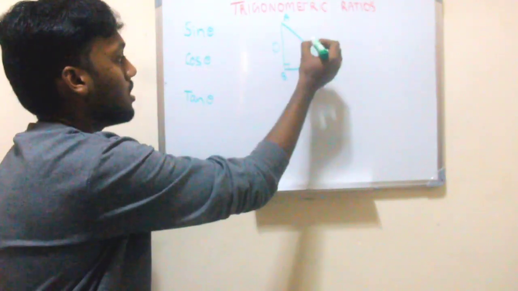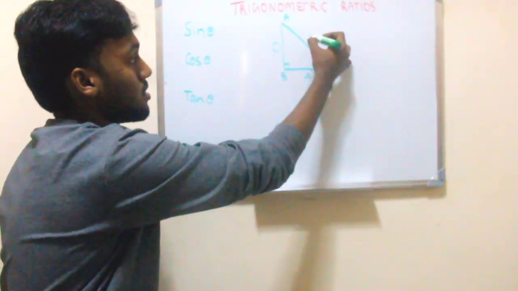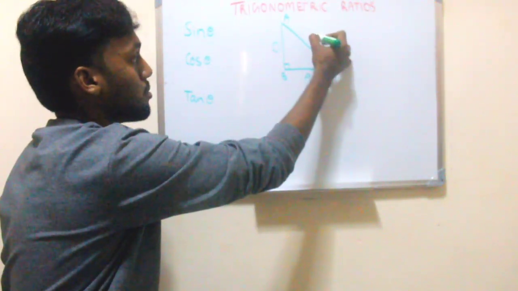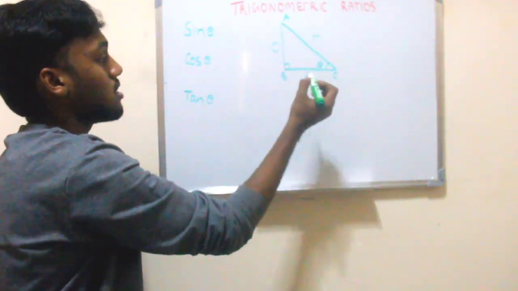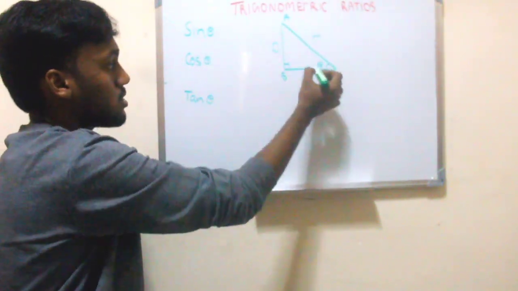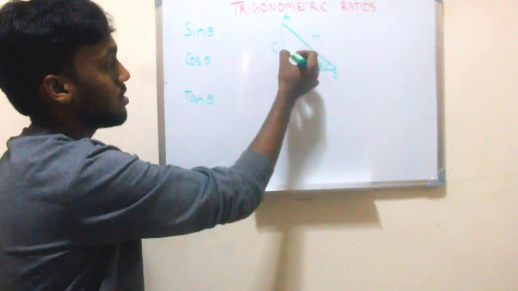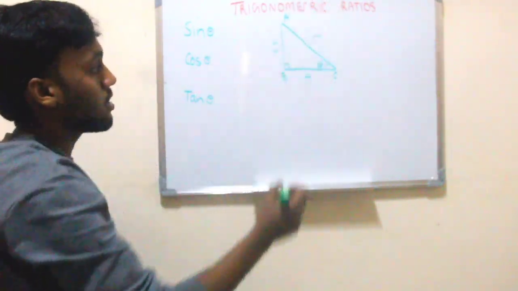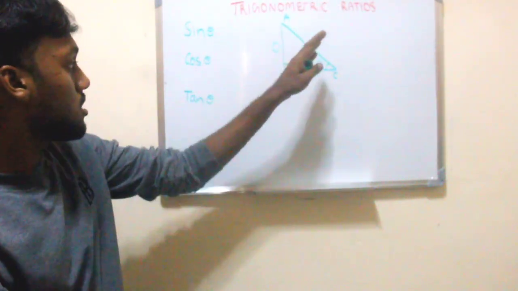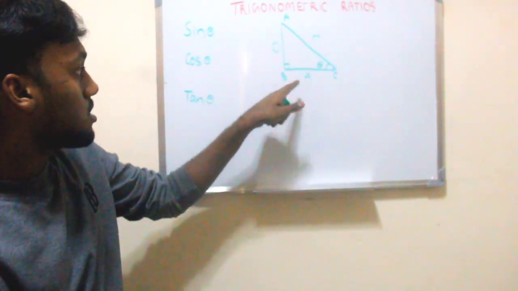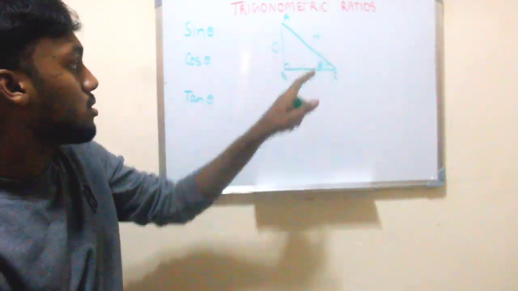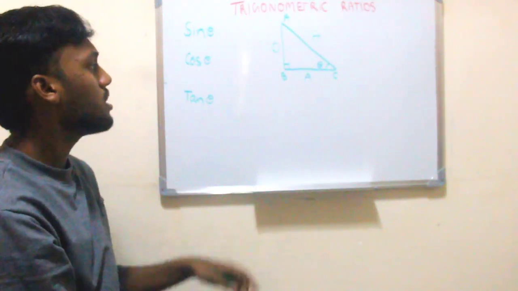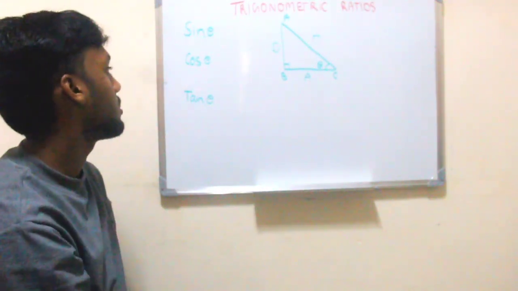Okay? And what is the hypotenuse here? AC. The longest side is the hypotenuse. Or we can say the side which is opposite to the right angle, the 90-degree angle of a triangle, is the hypotenuse. So you have three sides with respect to theta: adjacent side, opposite side, hypotenuse. Now they have a relation. Let me explain it to you.